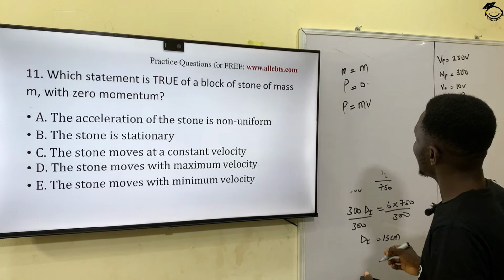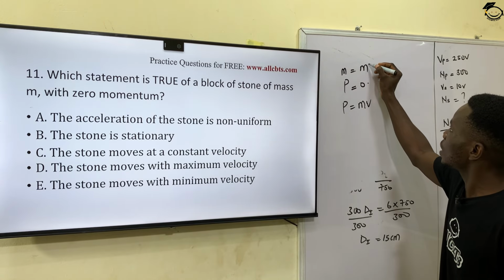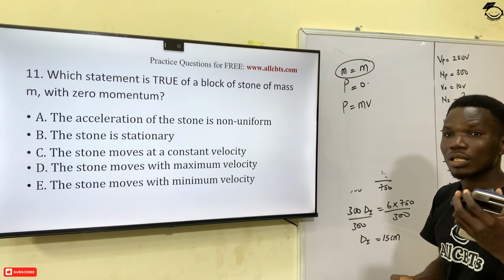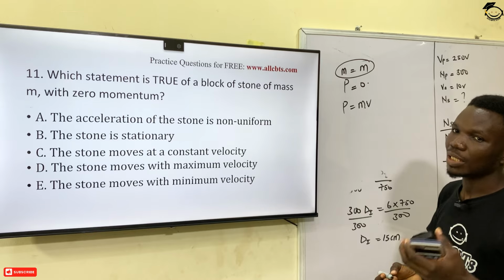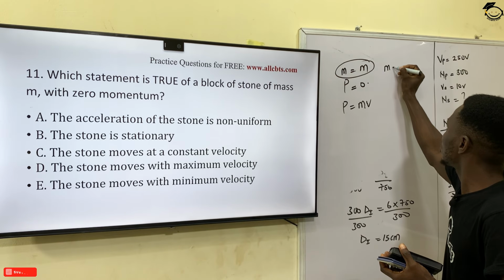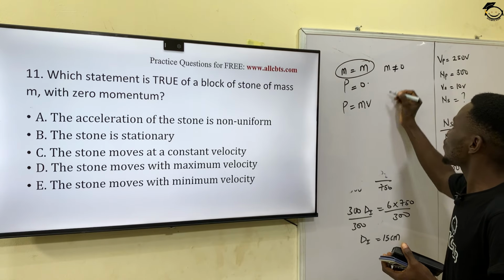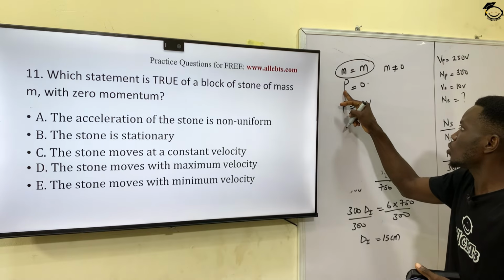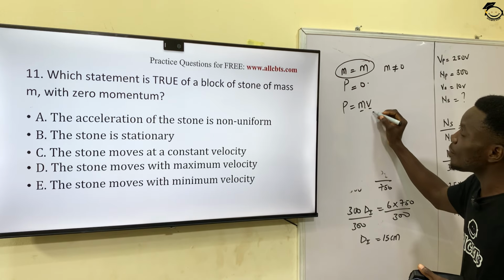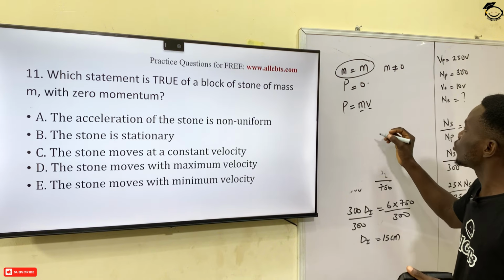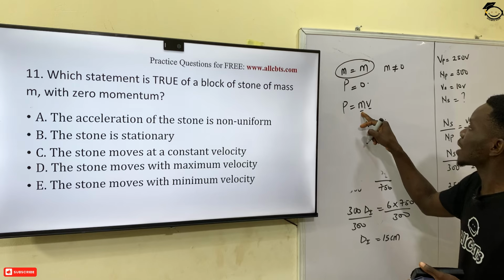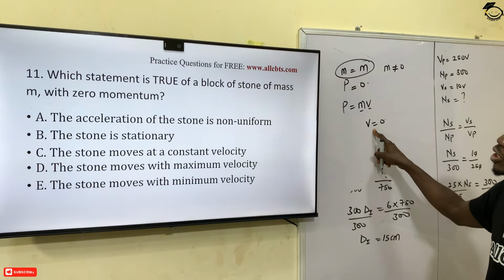So if a stone has a known mass, the mass of the stone cannot be 0, because so long as it is matter, the matter must have a known mass. So my m cannot be equal to 0. And if m is not equal to 0, but my momentum is equal to 0, it means one of the factors, or one of the quantities that make up my momentum, must be equal to 0. So automatically this means that my velocity is equal to 0. Since my mass cannot be equal to 0, it means that my velocity is equal to 0.